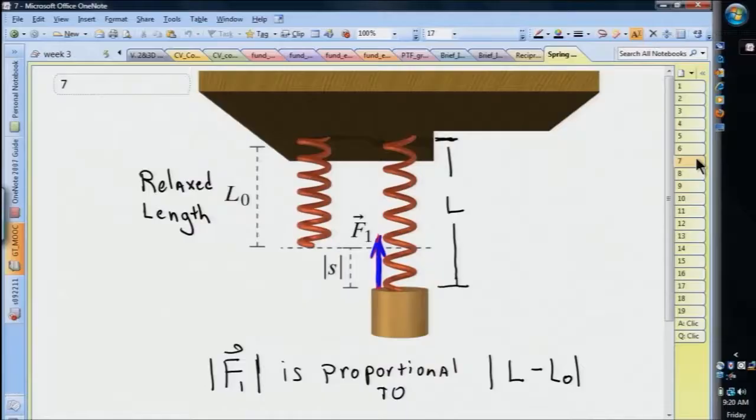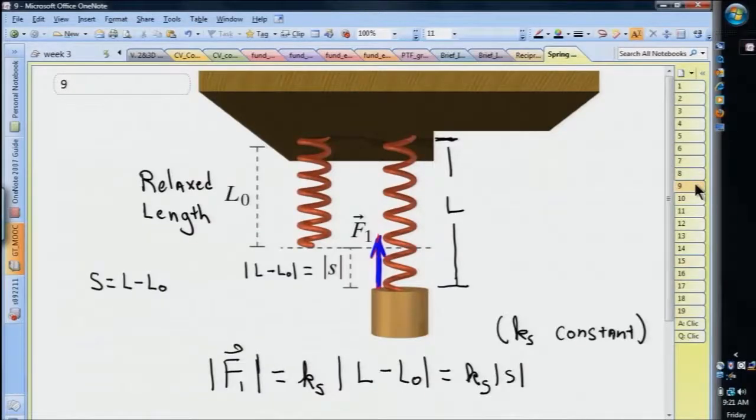The magnitude of the spring force is proportional to the magnitude of the stretch, which is the absolute value of the difference between L and L0. Often we give this difference, L minus L0, a special symbol, S. Now the words "is proportional to" means that there is a constant, which we will call K sub S, such that the magnitude of the spring force is equal to K sub S times the magnitude of the stretch. K sub S, which is also called the spring constant, is a positive number that depends on the properties of the spring. Now, this expression that we have here describing the spring force is known as Hooke's law.